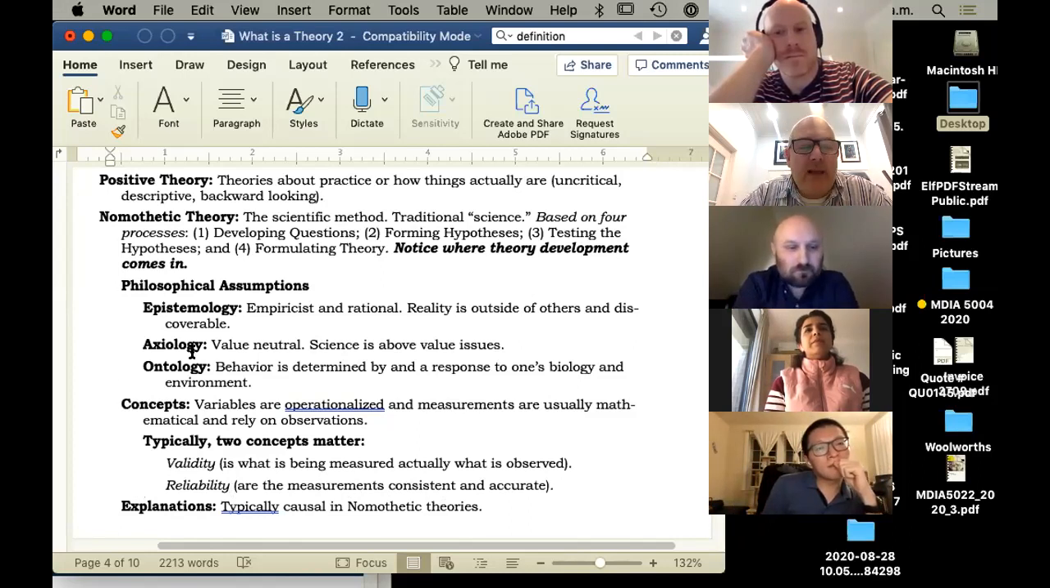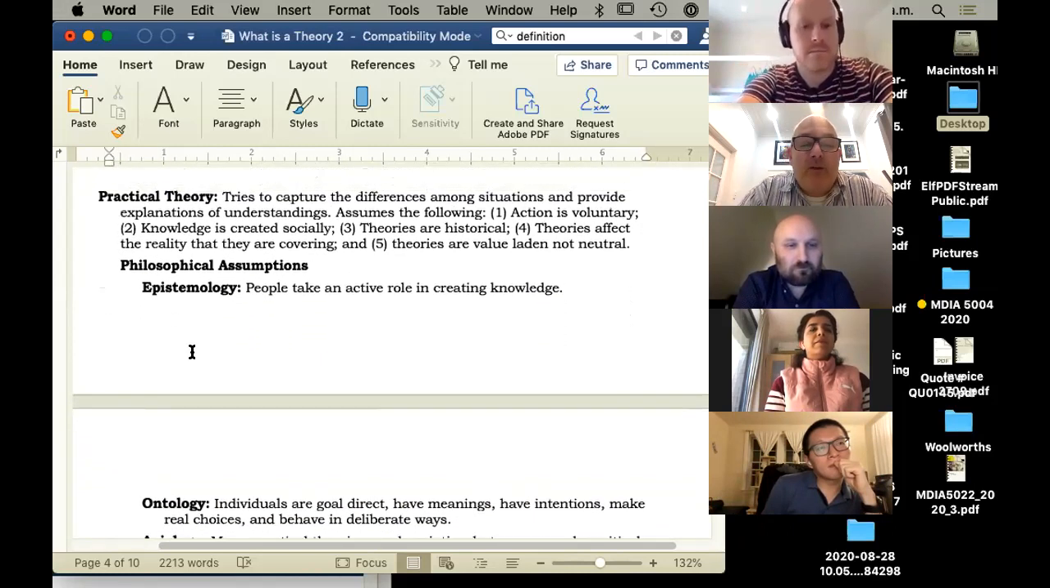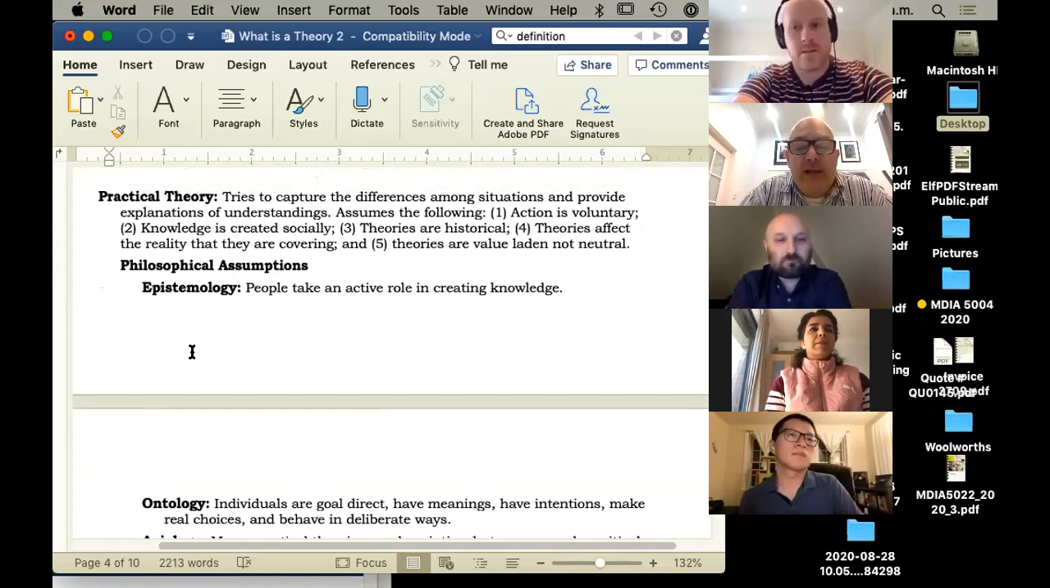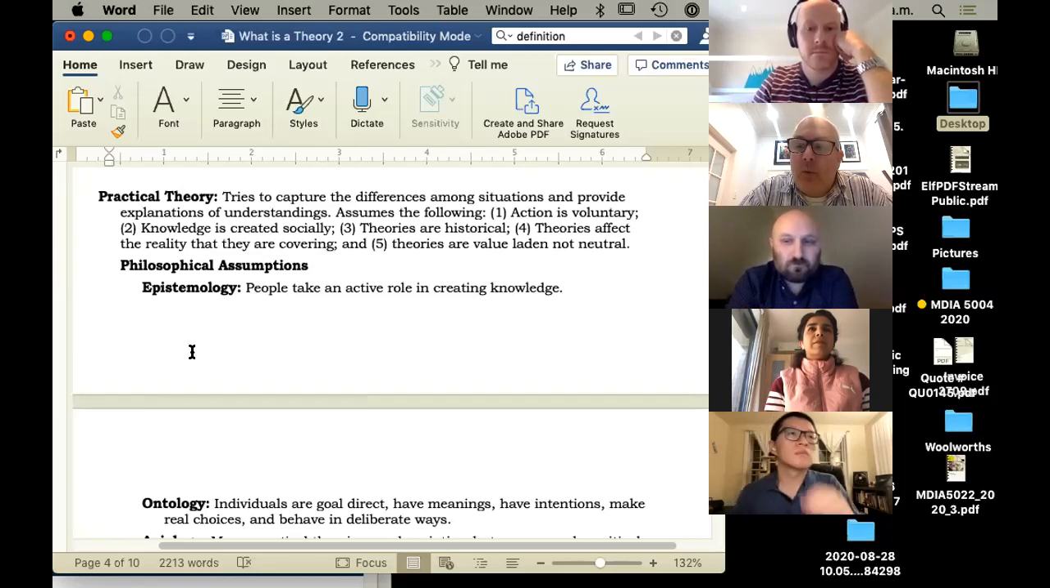Now we can apply those to any theory, but let's look at the other approach, practical theory, right? Practical theory tries to capture the differences among situations and provide explanations of understandings. We assume the following: action is voluntary, knowledge is created socially, theories are historical, theories affect the reality they're covering, and theories are value-laden, not neutral, okay? And so that is your practical theory, which makes different assumptions about the world. One is that it's sort of objective and out there, and the other is that it isn't objective and out there. It has to do with what we do.